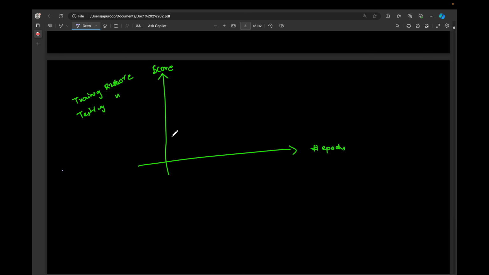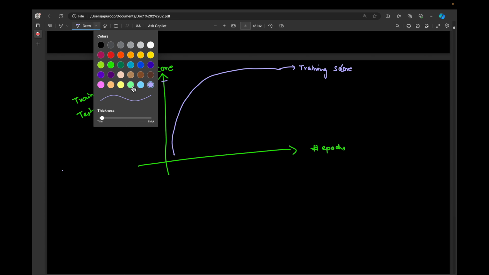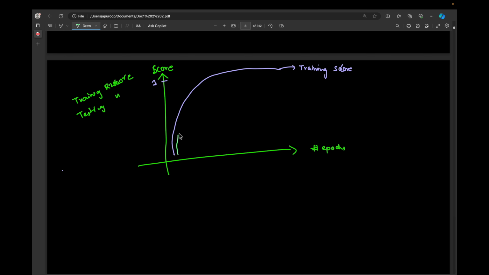So what will happen? Initially, our score for training data will be very less because our model is not yet trained. So after doing it for multiple epochs, my score will slowly increase like this, and my score will try to reach 1. Okay, so this is our training score. Now let's try to observe the same with respect to the testing score. Our testing score will slowly increase till some point in time. After that, it will slowly reduce like this. So like this green is, let's say, our testing score.